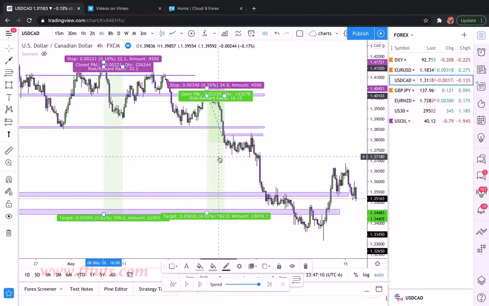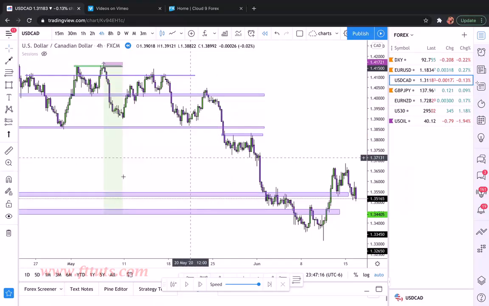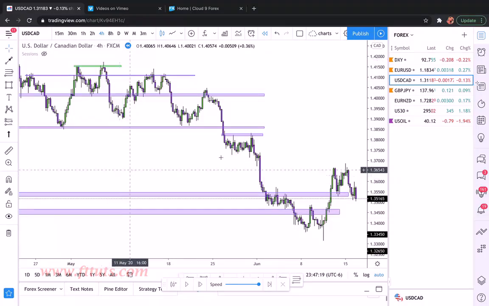700 pips, and then 562 pips. So that's over 1,000 pips just in that one trade. So that's why swing trading is so powerful.